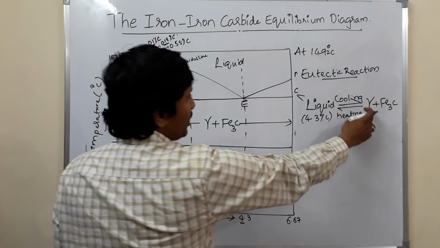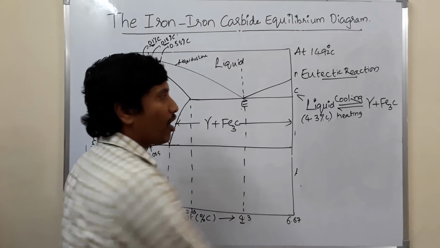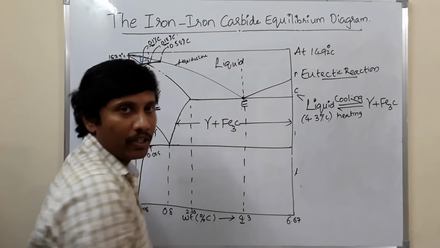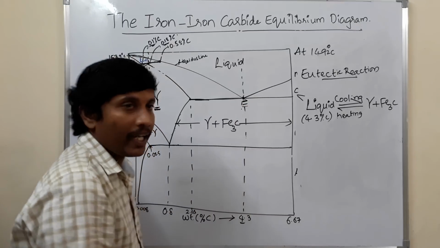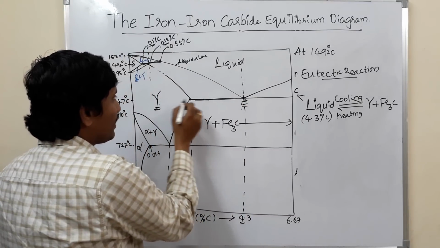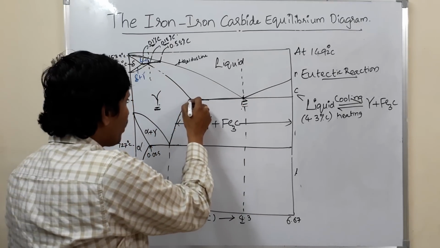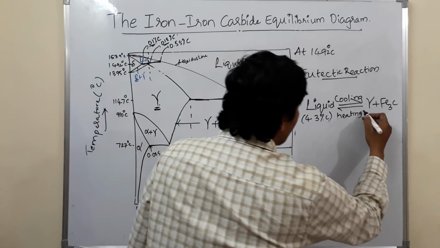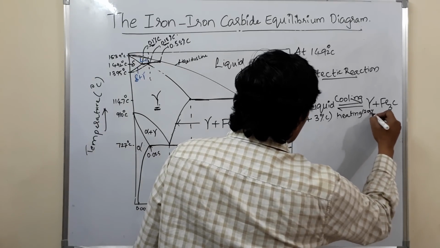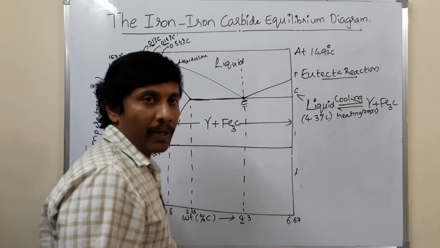Next, what is the percentage of carbon in gamma solid solution or austenite occurring at this point? So you just draw a horizontal line. You just draw a horizontal tie line. It is intersecting the gamma line. So what is the percentage of carbon in it? 2.03 percentage carbon. Okay.